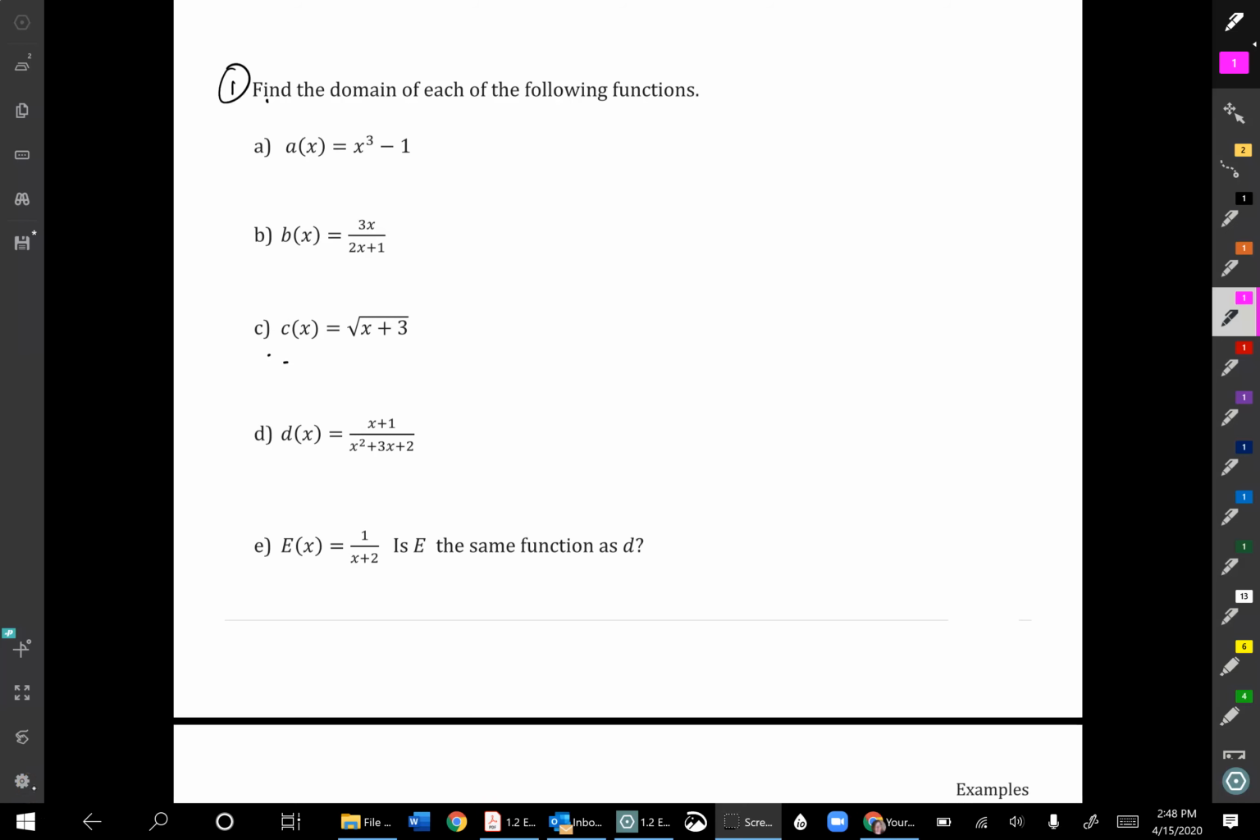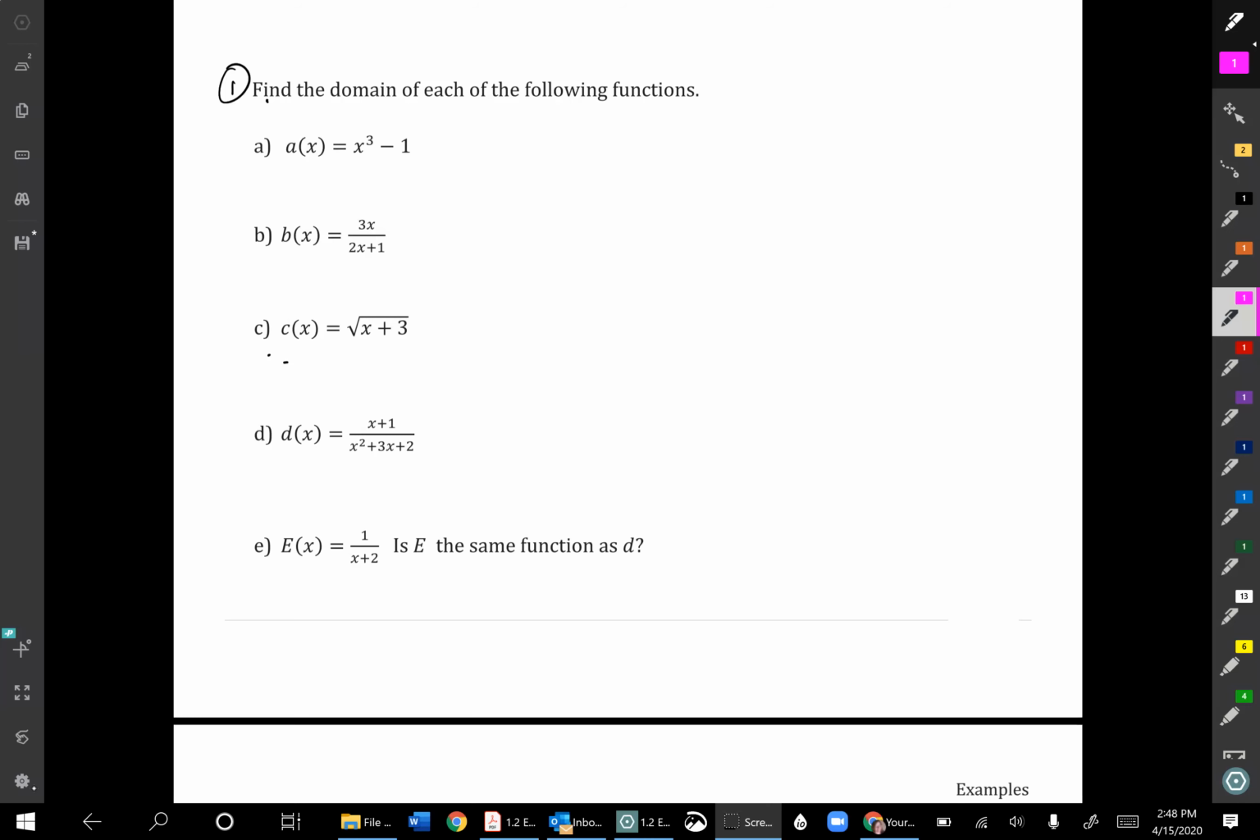Okay, in this video, I'm going to do a quick review of domain, and then we'll do a few problems that are a little more challenging. So if you remember, any input that will lead us to an undefined situation for our range, we can't use, we have to throw that number out. So we want to make sure we know how to write that in the proper notation.